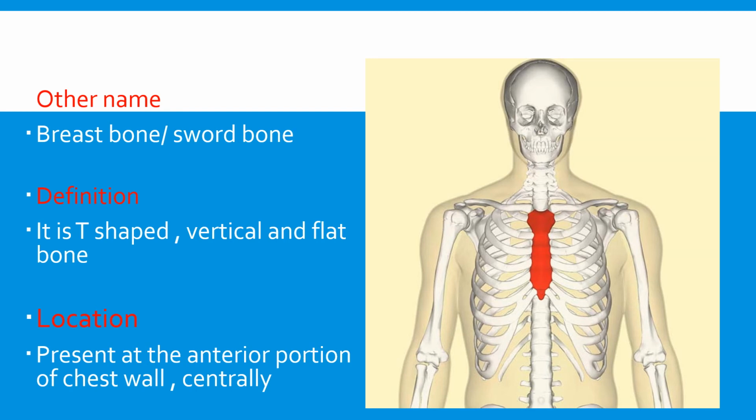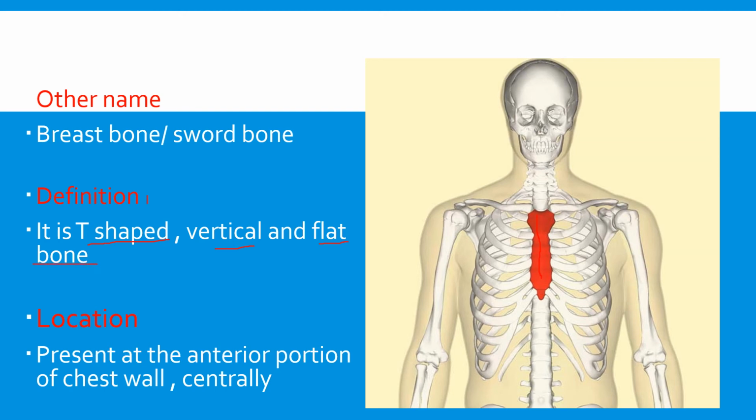Moving to the names of the sternum. The sternum is most commonly called the breastbone because it is present in the center of the breast, or it is called the sword bone because of its shape. Its shape is like a sword, so it is called a sword bone. Then what is a sternum? The sternum is a T-shaped bone. As you can see from the shape, this is the vertical portion of the T and this is the slight horizontal portion of the T. Second, it is a vertical bone and a flat bone.